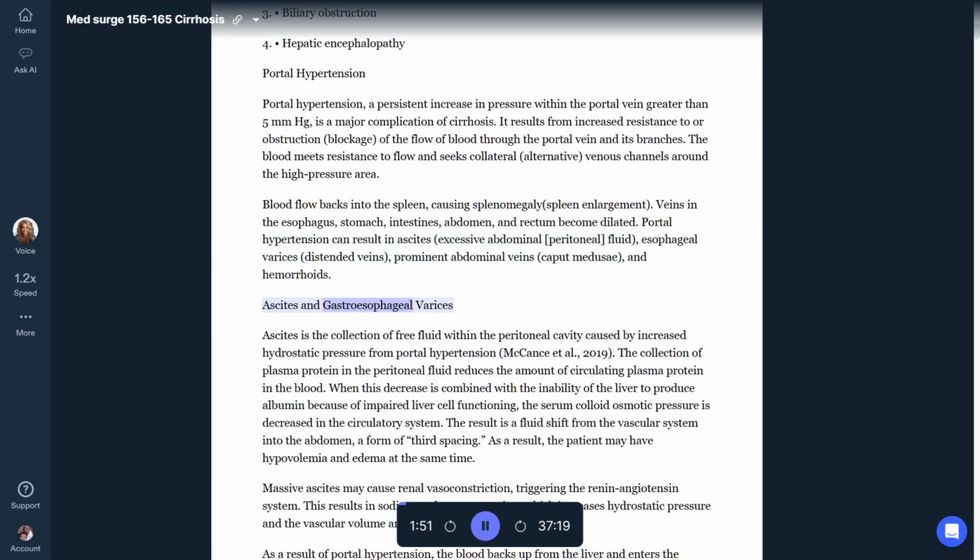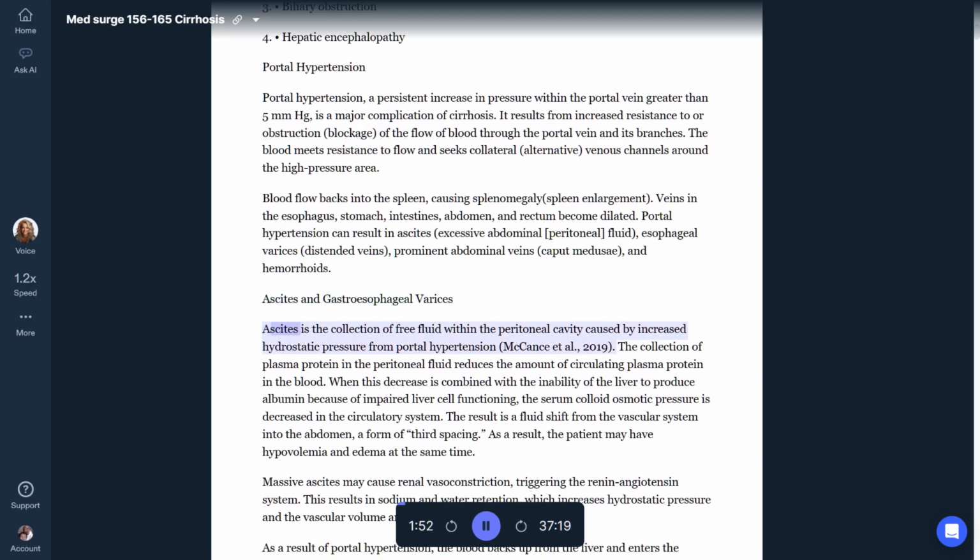Ascites and gastroesophageal varices. Ascites is the collection of free fluid within the peritoneal cavity caused by increased hydrostatic pressure from portal hypertension. The collection of plasma protein in the peritoneal fluid reduces the amount of circulating plasma protein in the blood. When this decrease is combined with the inability of the liver to produce albumin because of impaired liver cell functioning, the serum colloid osmotic pressure is decreased in the circulatory system. The result is a fluid shift from the vascular system into the abdomen, a form of third spacing.